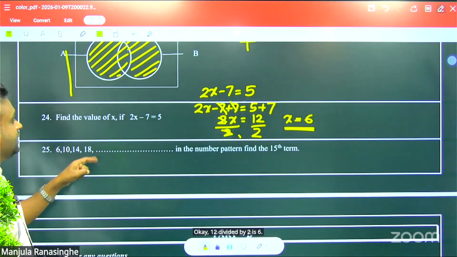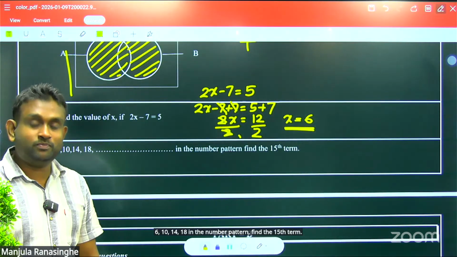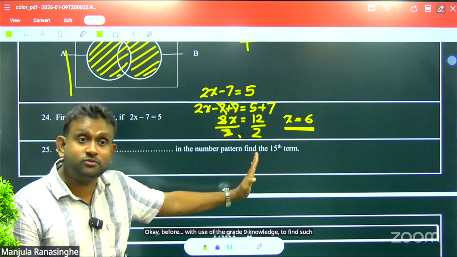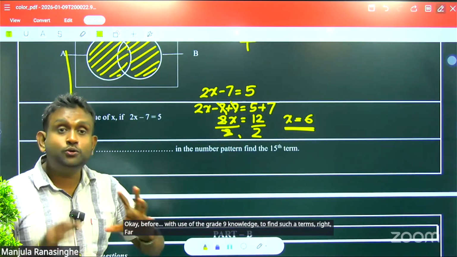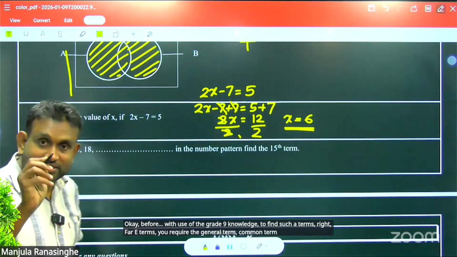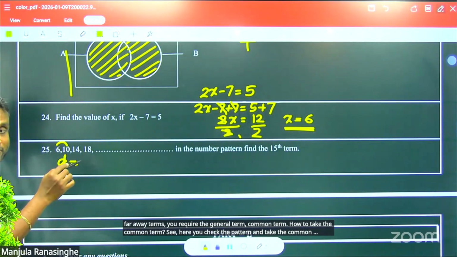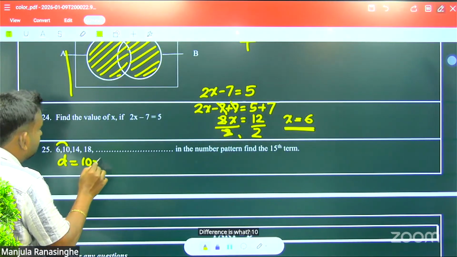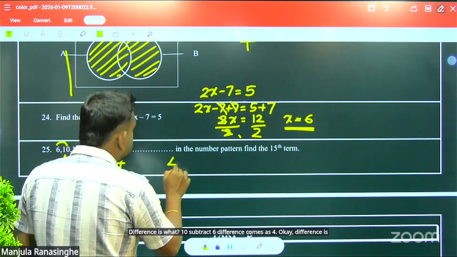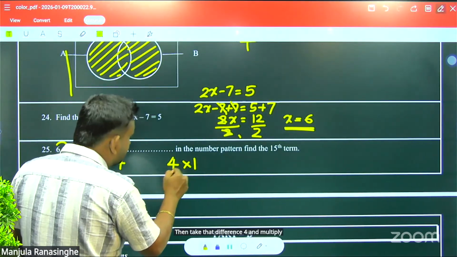6, 10, 14, 18 in the number pattern, find the 15th term. Okay, with the grade 9 knowledge, to find such far away terms you require the general term, the common term. How to take the common term? See, here you check the pattern and take the common difference first. Difference is what? 10 subtract 6, the difference is 4.